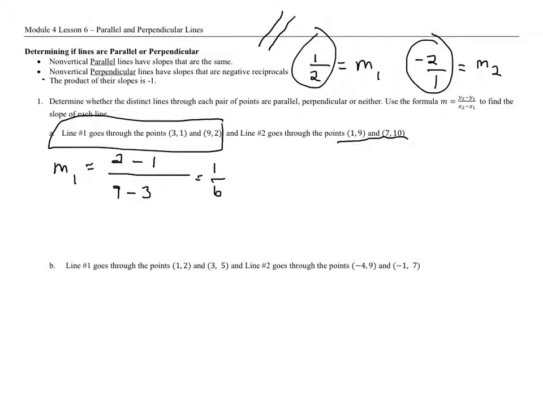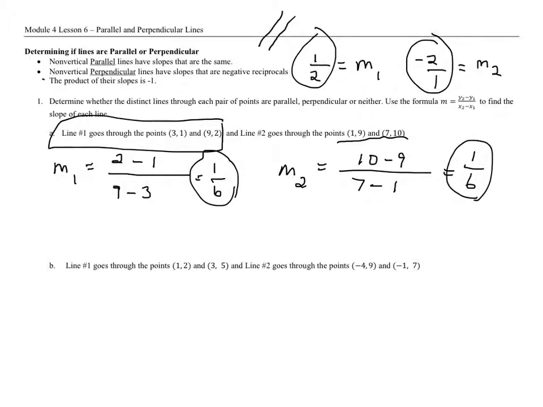Now let's take a look at the slope of the second line. Let's call that m sub 2. So 10 take away 9, over 7 take away 1, so that would be 1/6. Oh, the slopes are the same, yay! So therefore, since the slopes are the same, the lines are parallel.